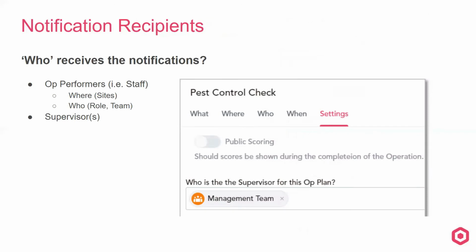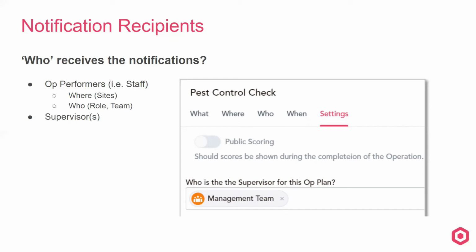So now let's talk about who would receive the notifications. We've already touched on it a little bit, but it's the people who perform the op, the people who carry out the task. So that's really your staff. And the thing that will control which staff receive the notification is to do with the settings inside your op. So where is that op to be performed? Which sites is it to be performed at?